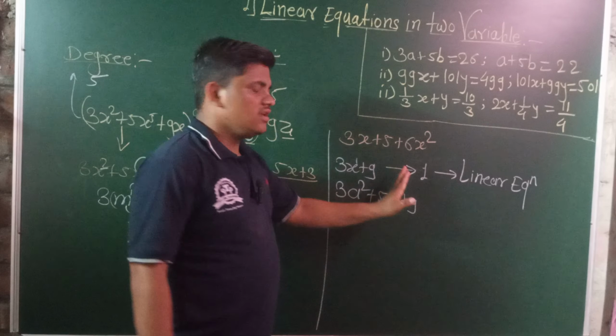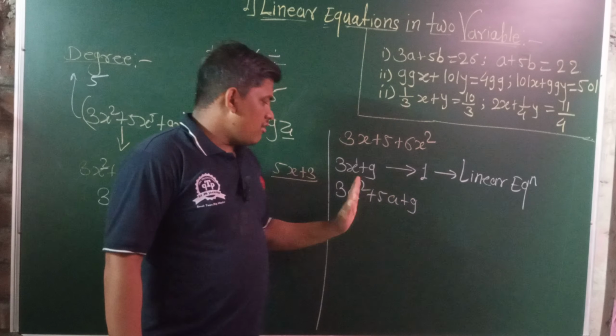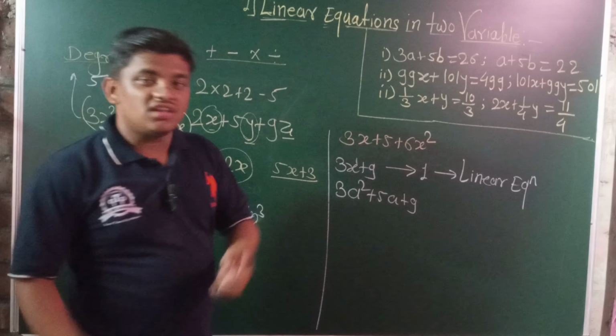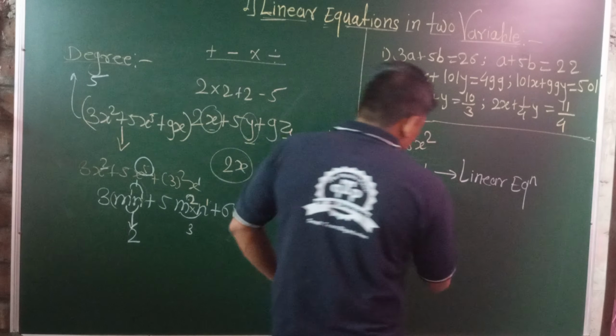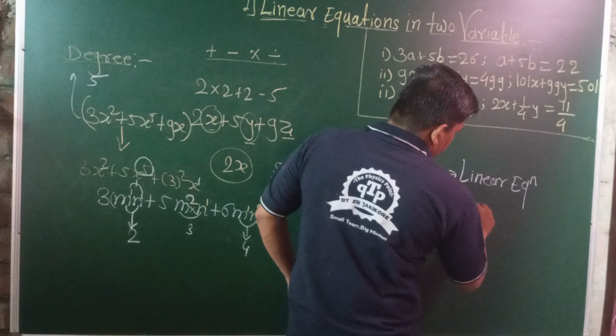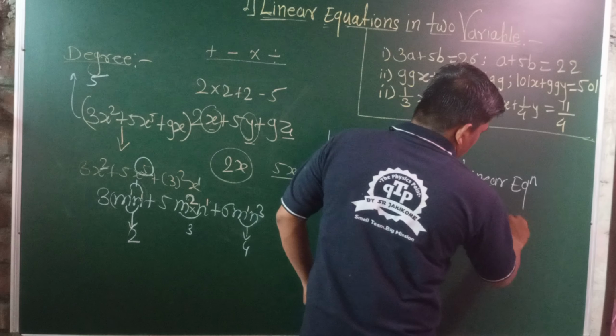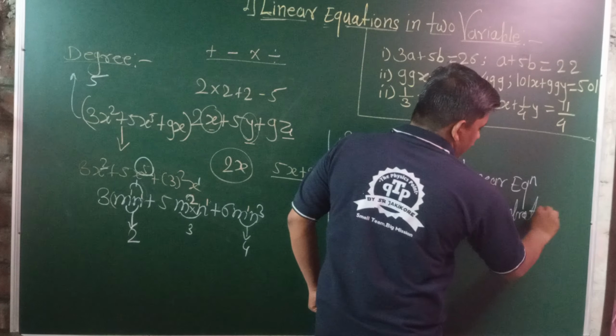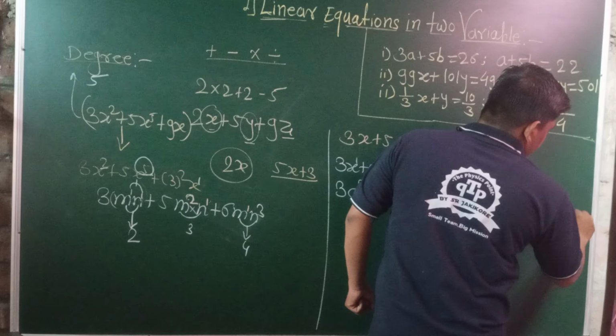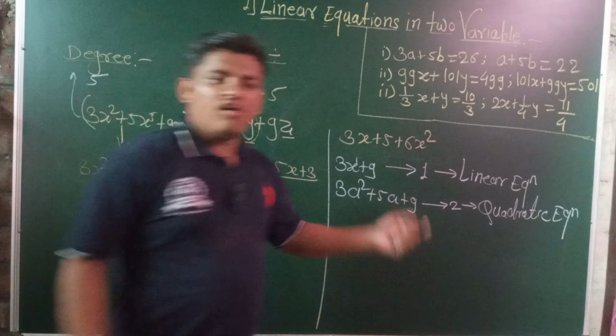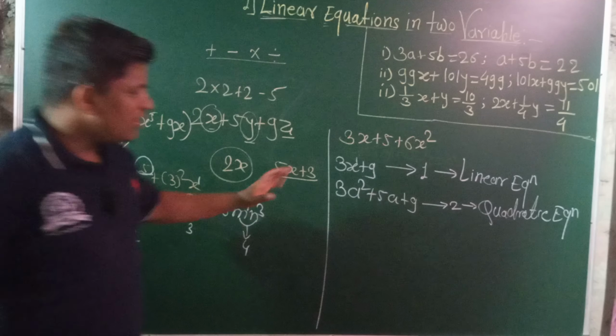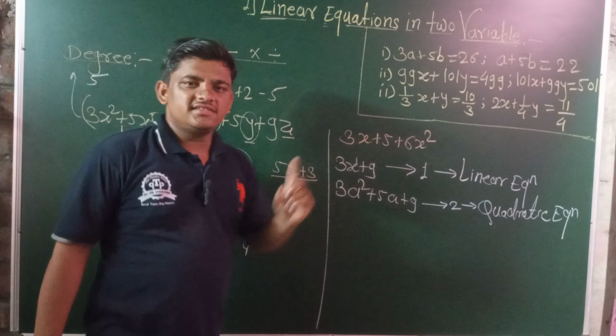That means the power of the variable in the second term is 1, and the power of the variable in the first term is 2. That means 2 is the larger number, and the degree of that equation is 2, and this equation is known as a quadratic equation.